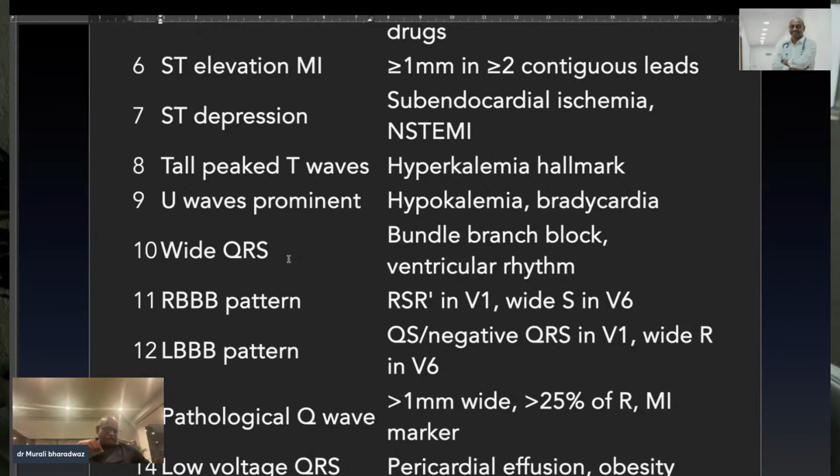If the left bundle branch block is there, the septal activation will not be from left to right. Rather, it will be from the right to left. That's the reason the normal small Q wave that you see in the left-sided leads won't appear anymore. That's the reason for the absent small Q wave in left bundle branch block.